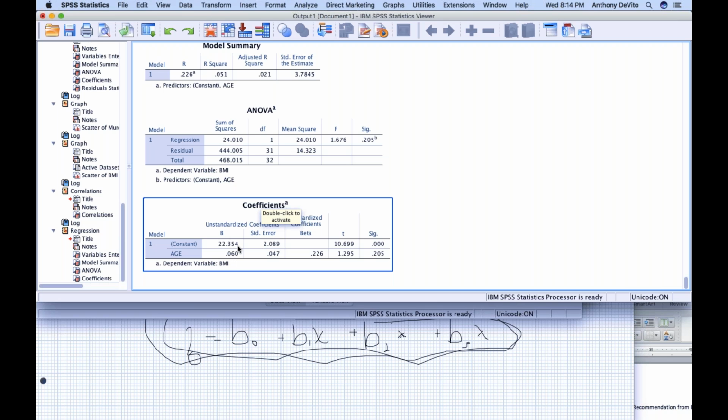What is that formula again? Age represents the slope of the line. This is the y-intercept of the line. So you could put the age into our formula and try to use it to predict what the person's BMI would be. Would it be a very good predictor?